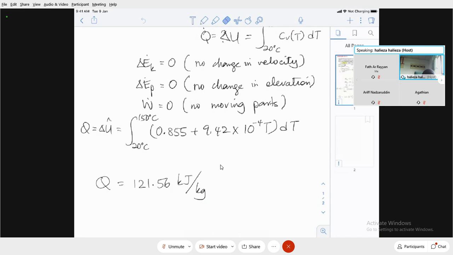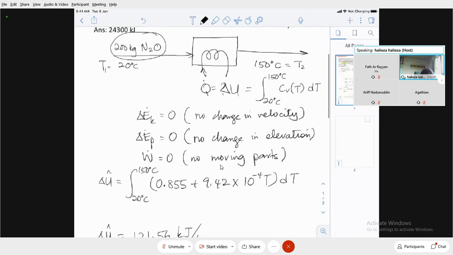Okay, I should not write it as Q. Why? Because it's only specific energy. Only specific internal energy. If you look here, there's no cap sign on top of the U, on top of delta U.